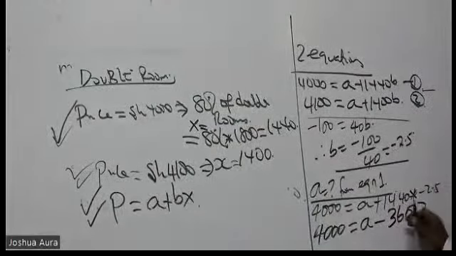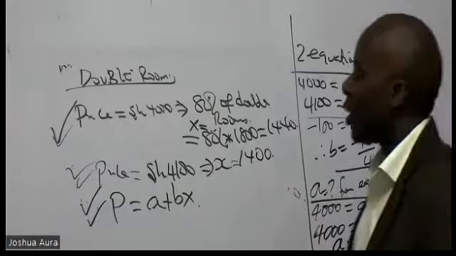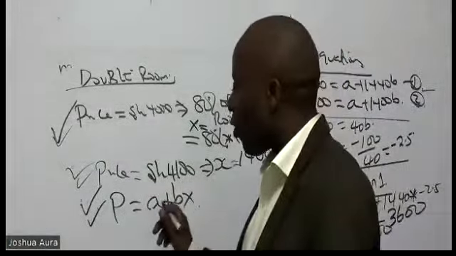Let this cross over the equal sign. When it crosses over the equal sign, it becomes positive, right? So A equals 4,000 plus 3,600, which is 7,600. That is A, and I have B. So my work now is to come here and write the price equation comfortably.